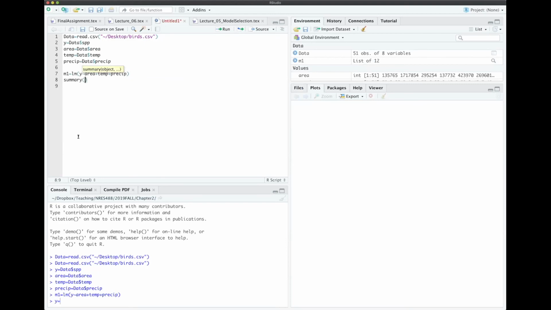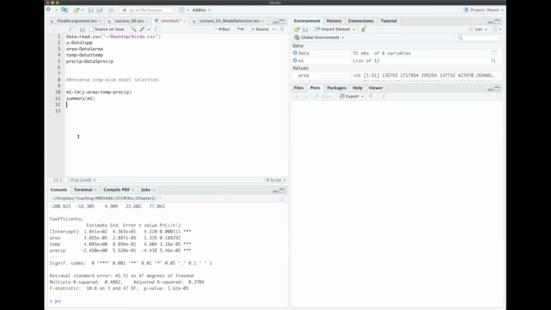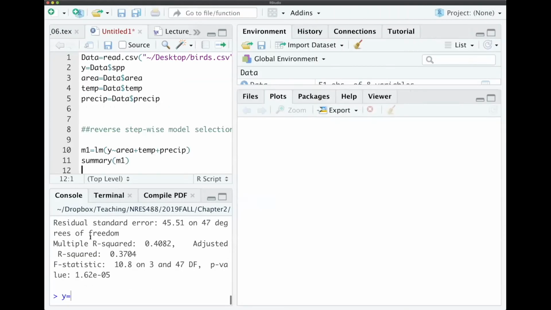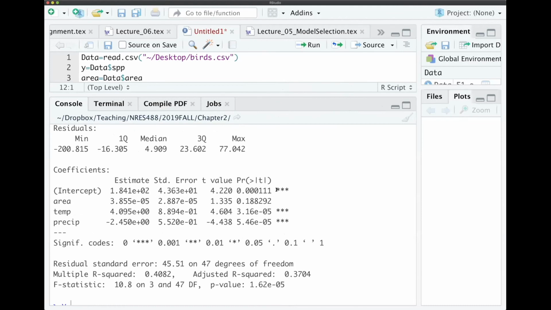So if I do summary M1, now this is called reverse stepwise model selection. And this is what sometimes people do instead of AIC. So we fit our model, it's our most complex model. We have these three. We can look at these parameters here. We have our estimates down in the console. Let me make this a little bigger. Estimates down here. And there's this p-value here.